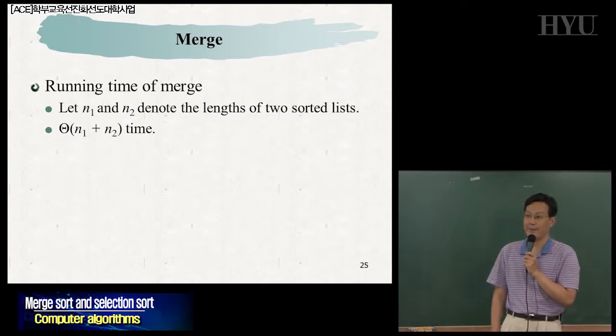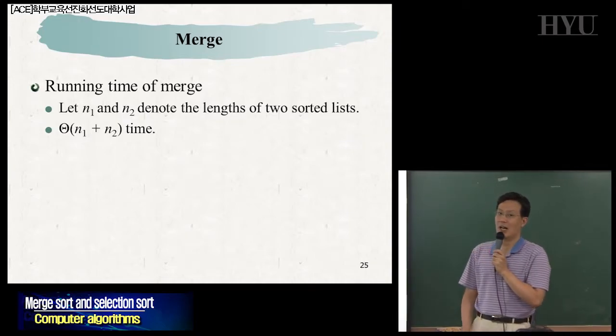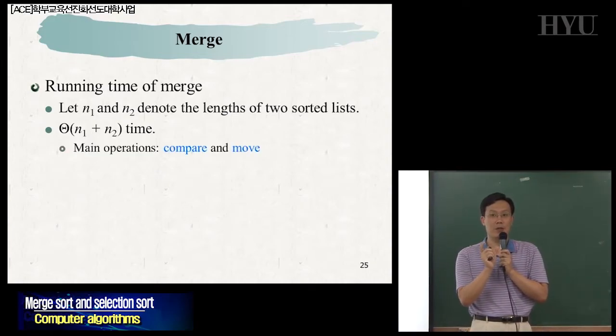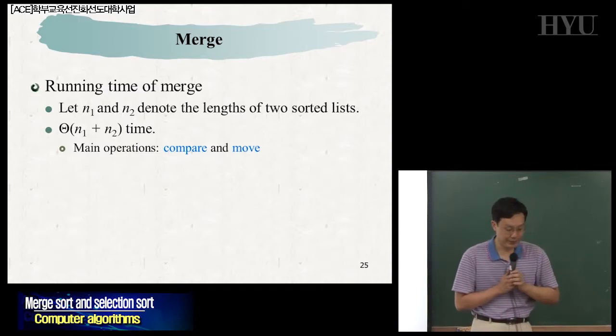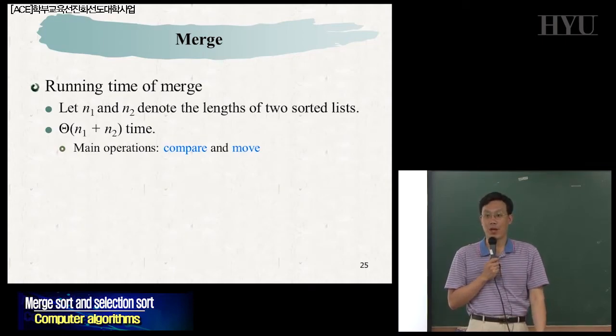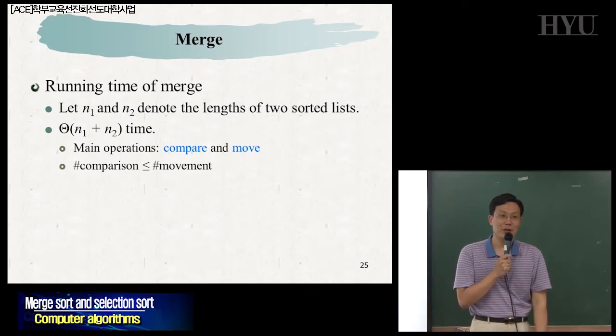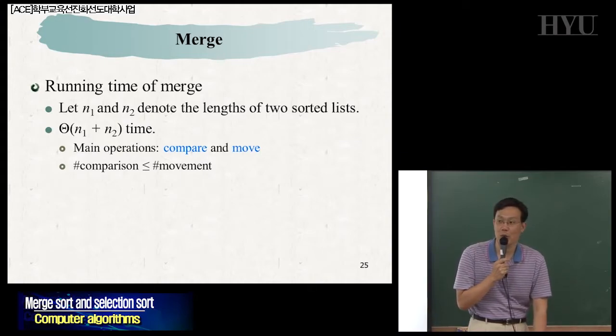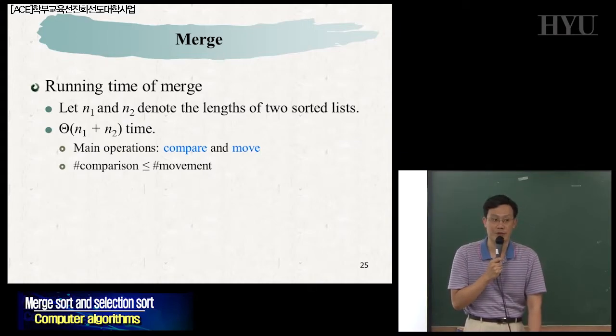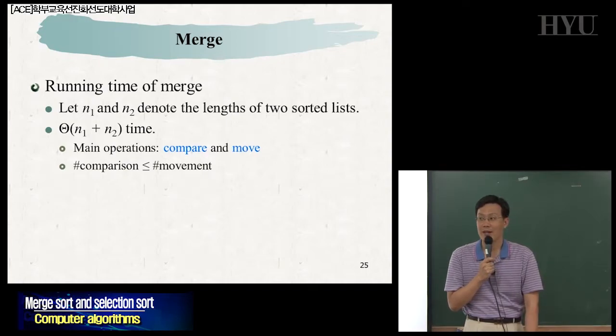Let me show you why. Let's count the number of main operations. There are two main operations. One is comparison and the other is movement. Two operations. And one important thing is the number of comparisons is less than or equal to the number of movements. Why?